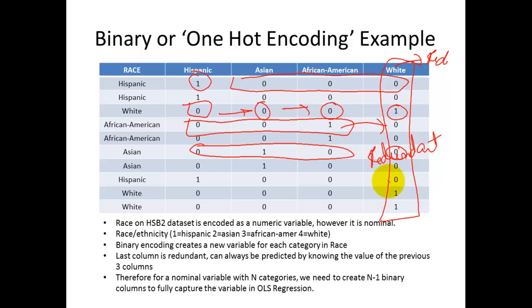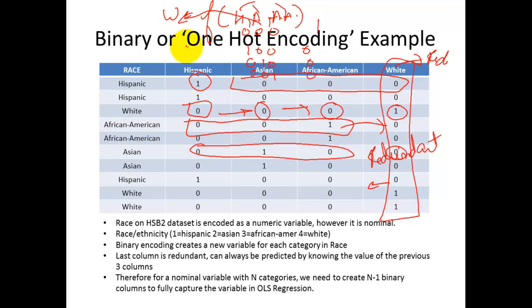And if it is redundant, that means this column is a perfect function. So white is a perfect function of Hispanic, Asian, and African American. So what we are saying is, if I know the values of these 3 variables, Hispanic, African American, and Asian, even if it is 0, 0, 0, then I know the value of white is 1. If the value is 1, 0, 0, it will be 0. If it is 0, 1, 0, it will be 0. If it is 0, 0, 1, it will still be 0. So in every case, if I know the values of these 3 variables, I am perfectly able to predict the 4th variable.